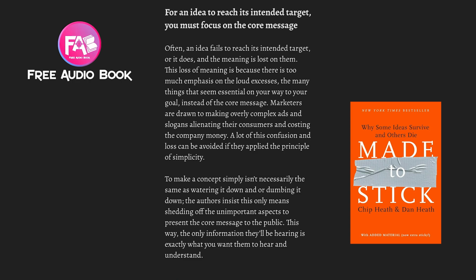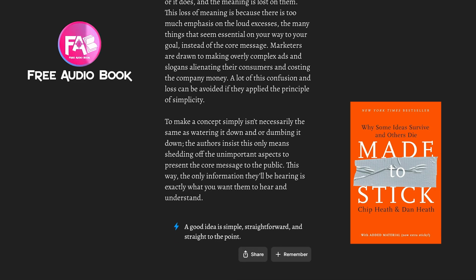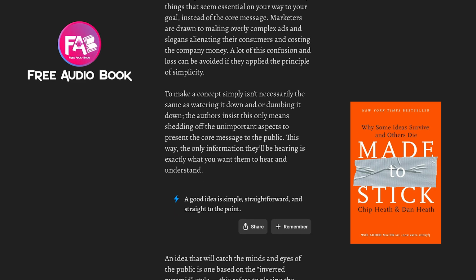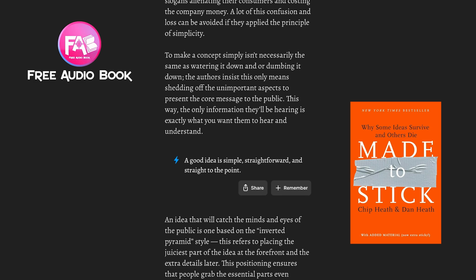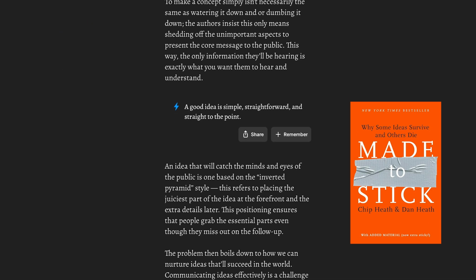Marketers are drawn to making overly complex ads and slogans, alienating their consumers and costing the company money. A lot of this confusion and loss can be avoided if they applied the principle of simplicity. To make a concept simple isn't necessarily the same as watering it down and/or dumbing it down. The authors insist this only means shedding off the unimportant aspects to present the core message to the public. This way, the only information they'll be hearing is exactly what you want them to hear and understand.